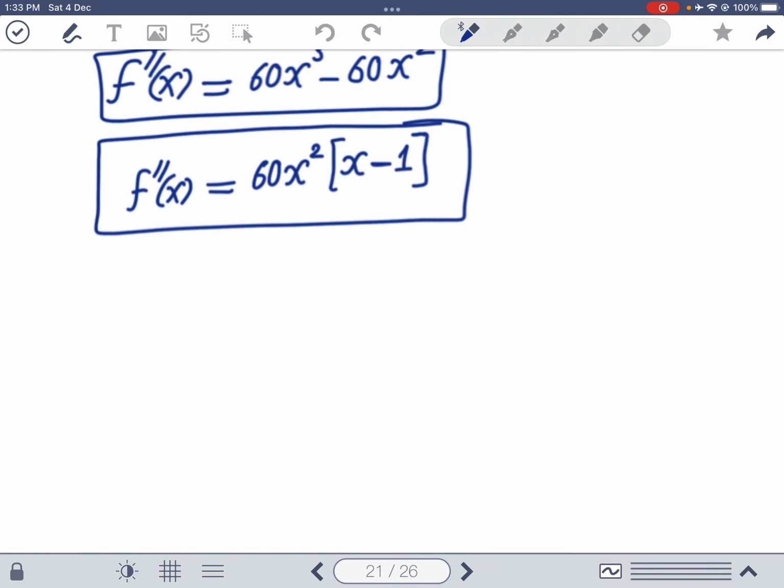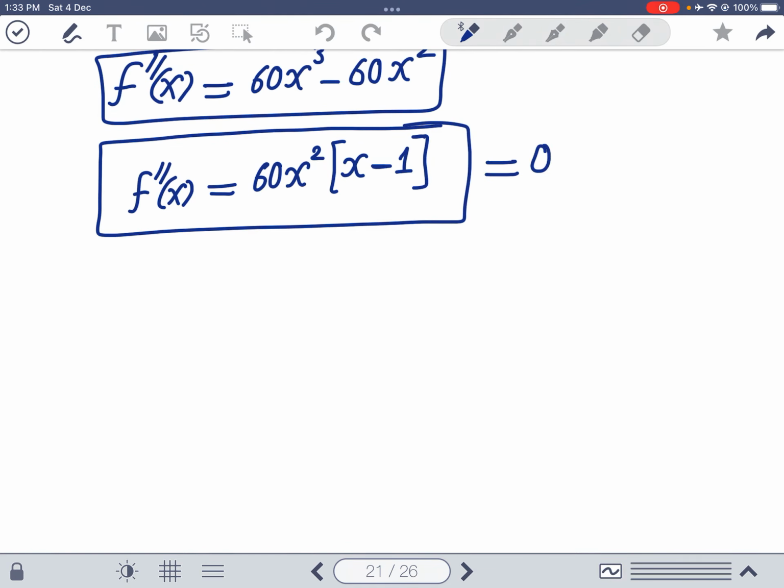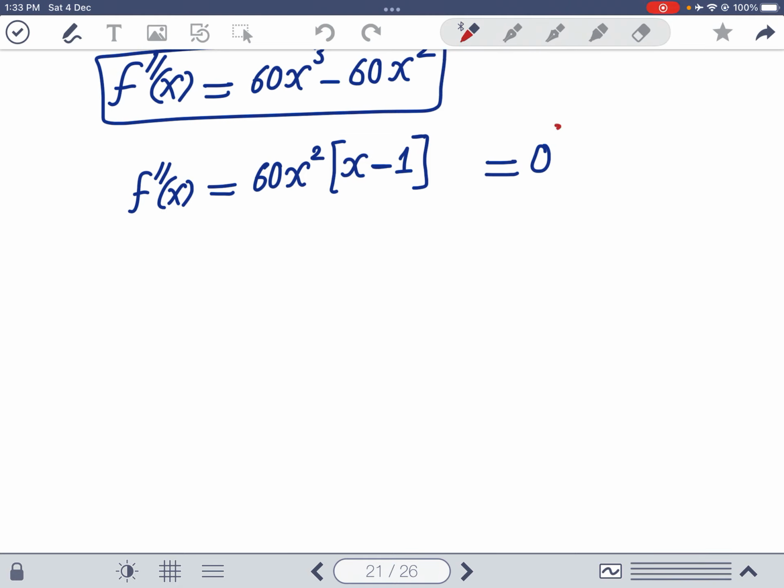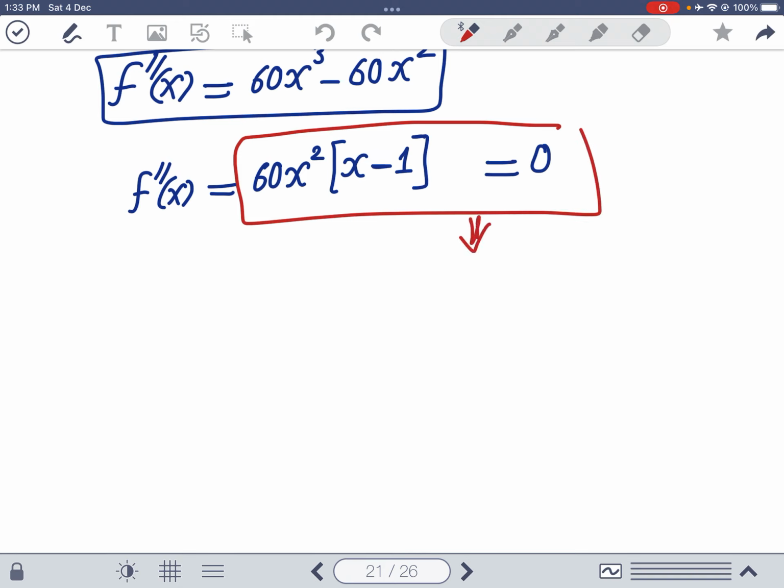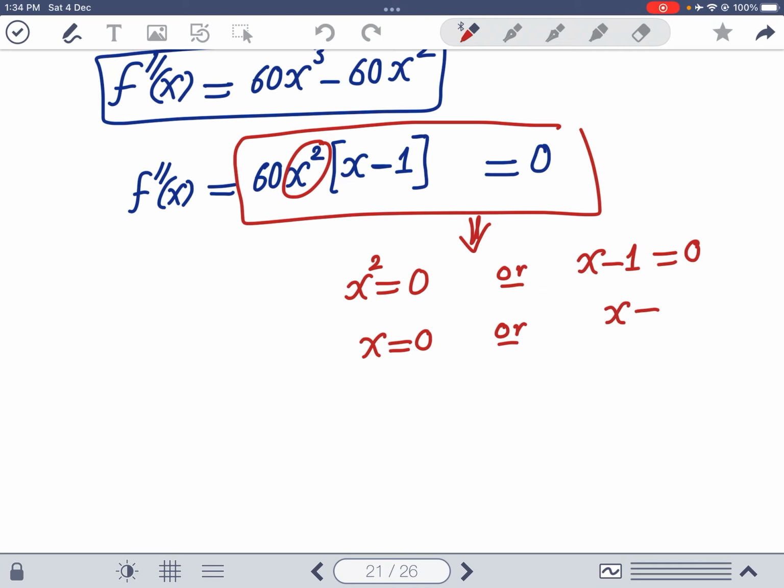Now, to get inflection points, you set this equal to 0 and check. If you set this here equal to 0, it will imply that x is 0 or x is 1. Because it will mean either, if you want, you can say x squared is 0, or it means x minus 1 is 0. And then this will mean that x is 0, or this will mean x is 1. So x can be one of two possibilities.